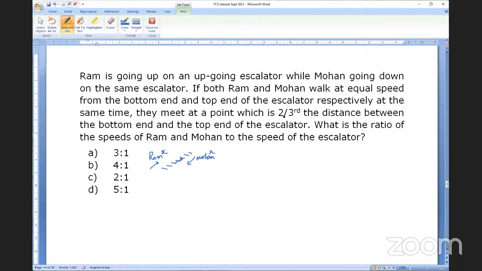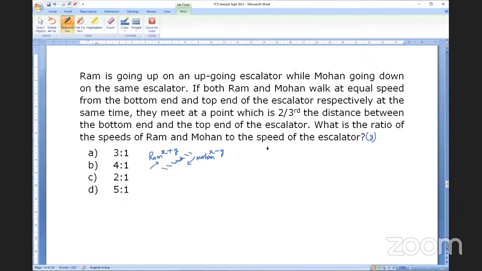They meet at a point which is two-thirds the distance between the bottom end and the top end of the escalator. What is the ratio of speed of Ram and Mohan to the speed of escalator? Let the speed of escalator be y. Then Ram's upgoing speed would be effectively x plus y because it is gaining momentum on the escalator also. And Mohan's downward speed would be x minus y because it is facing resistance from the upgoing escalator.